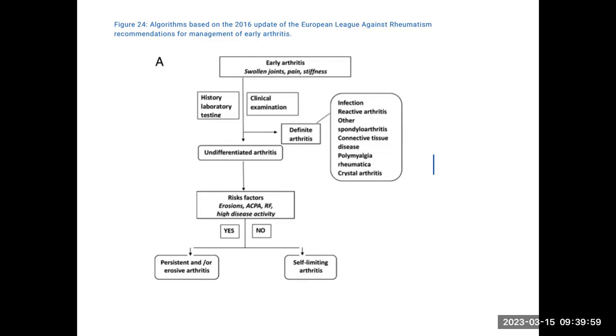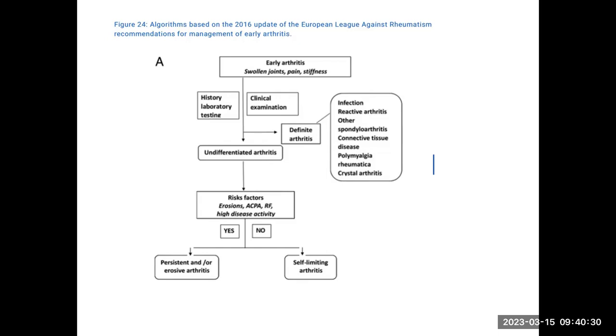And you can see they come with early arthritis, swollen joints with pain and stiffness. And you do the clinical examination and history, laboratory testing. And if we have definitive arthritis, I mean, even if one joint is affected, if the patient has psoriasis, if the patient has inflammatory bowel disease, family history of rheumatoid arthritis, then we know the diagnosis. So then you have to go for the definitive treatment. Then if we cannot come to a conclusion, they go as undifferentiated arthritis.